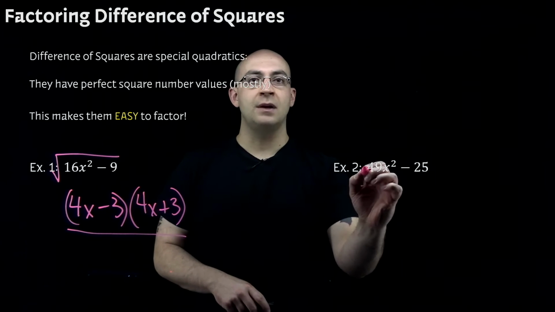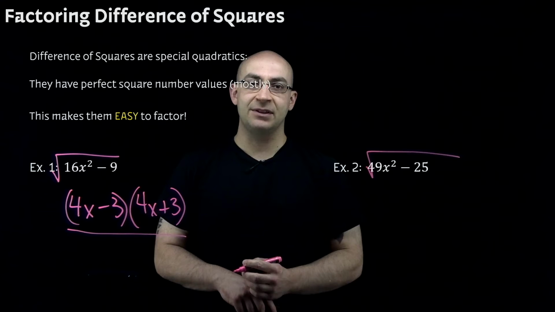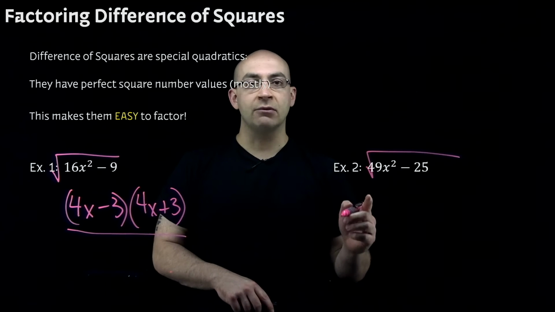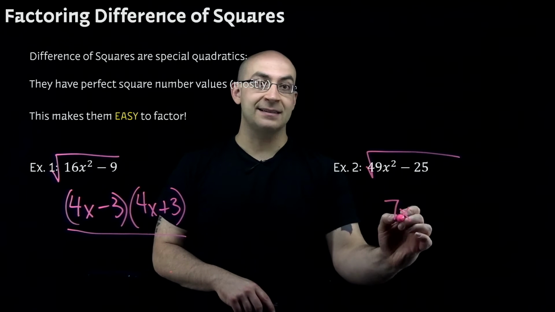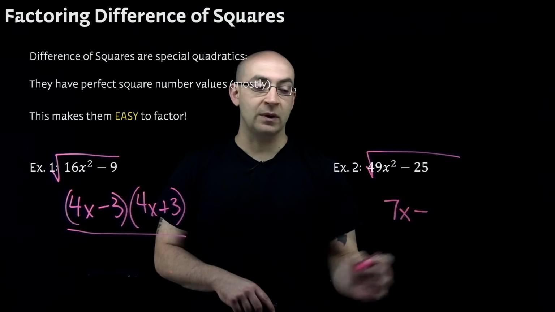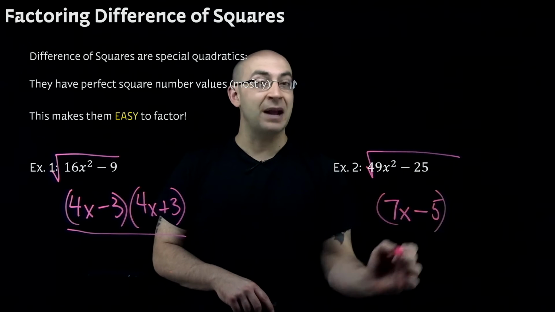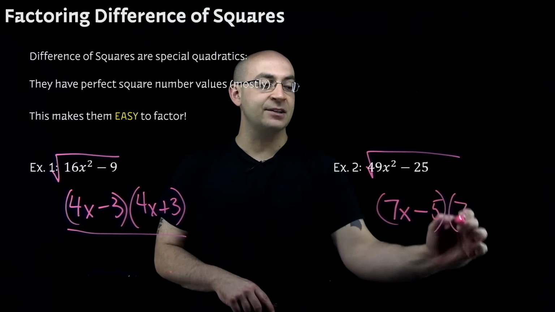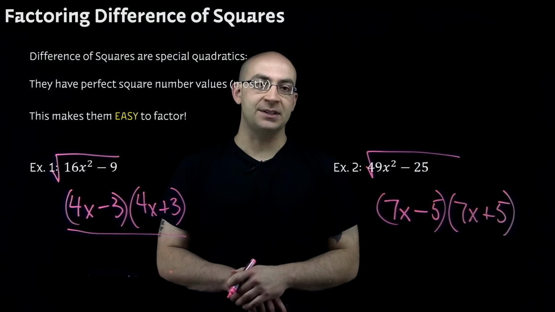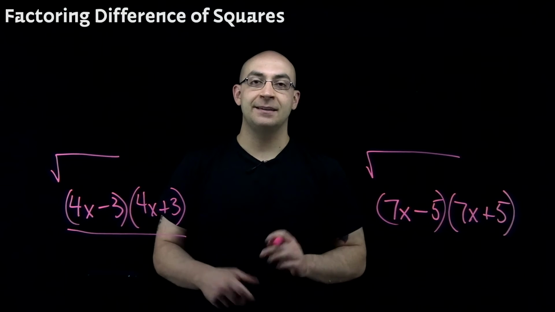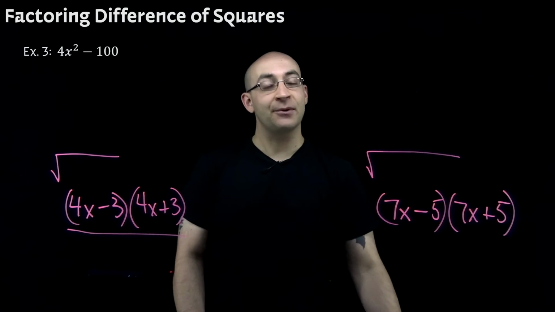Again, I'm going to draw one big square root over the entire thing. The square root of 49 is 7. The square root of x squared is x. Minus sign, and the square root of 25 is 5. That's my first pair of factors. My second pair of factors is exactly the same number values and variable, just with the opposite sign. And that's done. Why don't you try number 3 on your own?